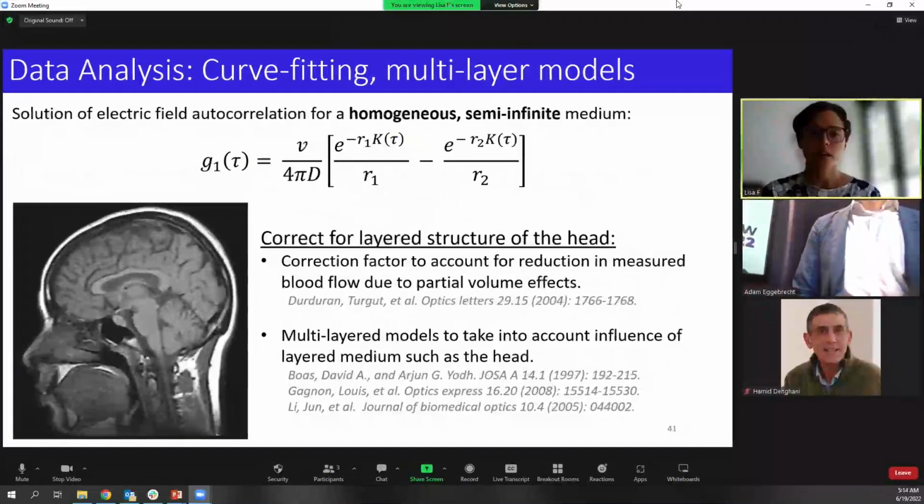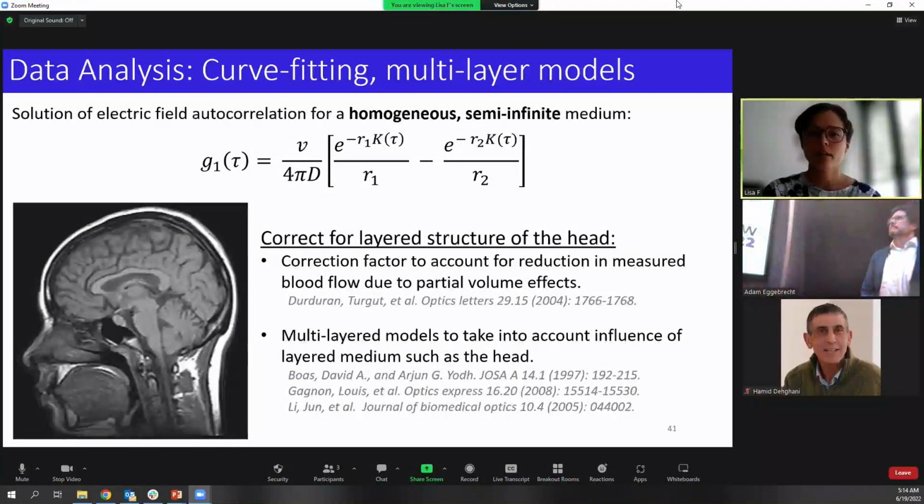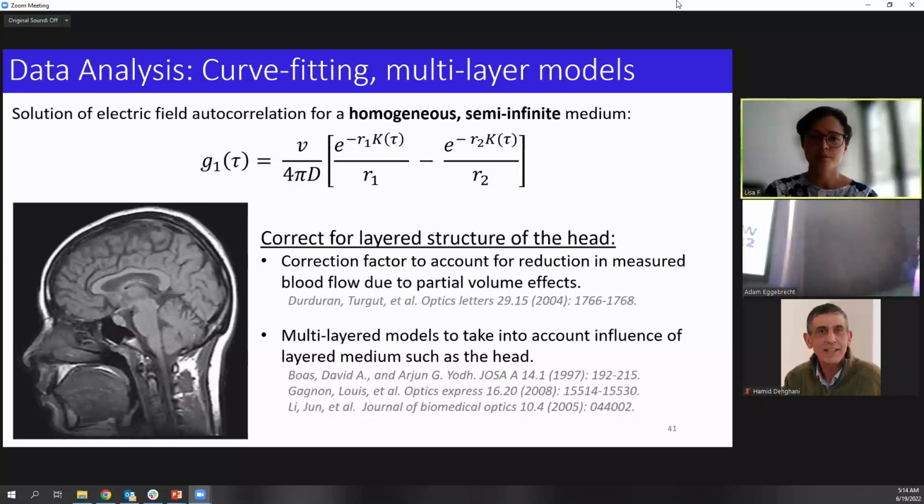Okay, the next thing I want to talk about is what kind of model you want to use. The equation for G1 that I showed earlier was for a homogeneous semi-infinite medium, which is obviously a big simplification of the physical reality. Our head is not a homogeneous semi-infinite medium. There are articles out there that have corrected this for layered structures of the head.